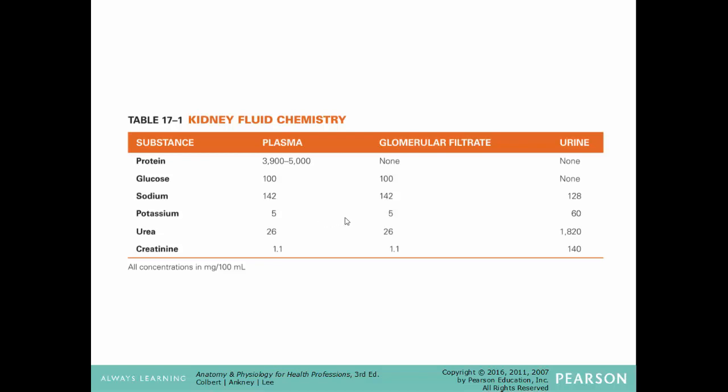There should be higher amounts of potassium in urine than there would be in your blood plasma. Much more concentration of urea in your urine. Much more here as compared to the filtrate or in your blood. Same thing with creatinine. Much higher concentration in your urine, or it should be, compared to that of filtrate or blood plasma.